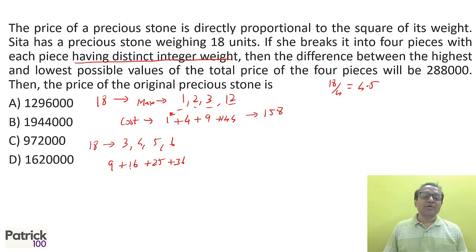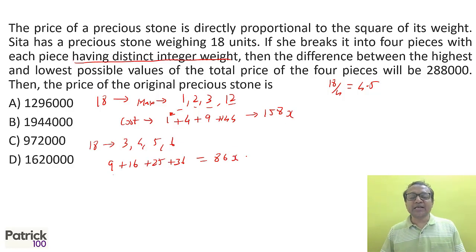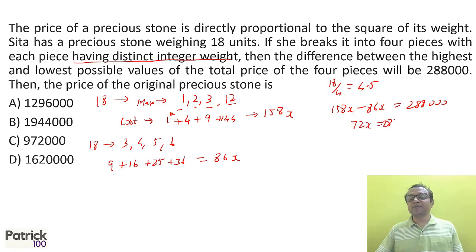So we add it up, right? 16 plus 9 is 25, 25 plus 25 is 50, 50 plus 36 is 86. Okay, now let's say this cost is 158x, this cost is 86x. So the difference, 158x minus 86x, the cost becomes 2,88,000. So if you look at it, 72x is 2,88,000. So x will be equal to 2,88,000 upon 72, which is 4,000.